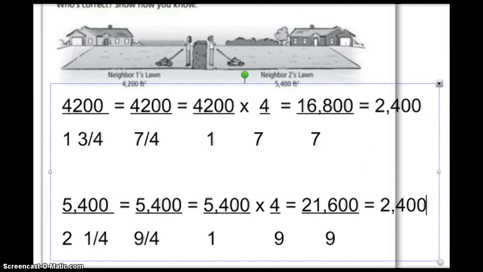So you needed to take 5,400 divided by 2 1/4 hours, which is 5,400 divided by 9 over 4. And when you multiply and take the reciprocal, you get 21,600 over 9, which also equals 2,400. That means that they both mowed the lawn in the same exact amount of time, which means no neighbor was faster than the other.